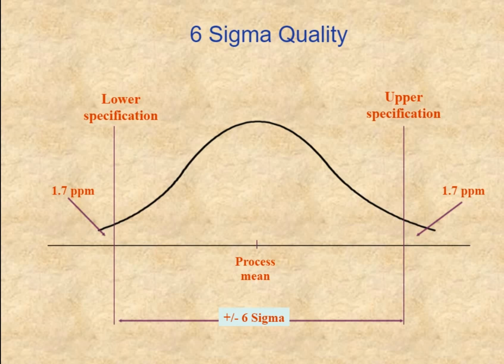If we go from the middle 6 sigma to the right hand, and from the middle 6 sigma to the left, we have plus minus 6 sigma. In this case, we'll have 1.7 per million parts smaller than the specification, and another 1.7 per million bigger than the specification.